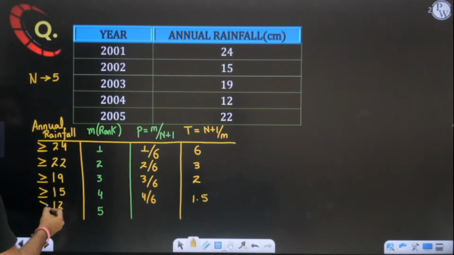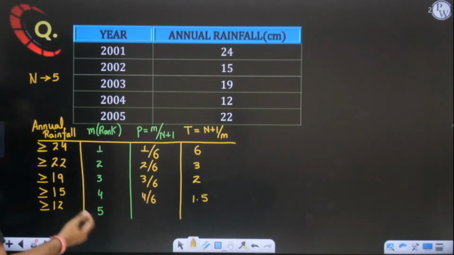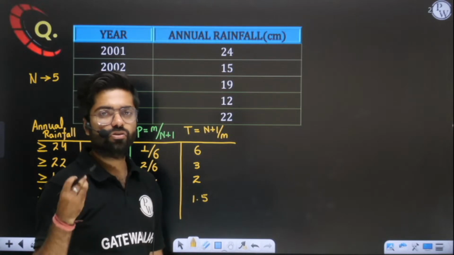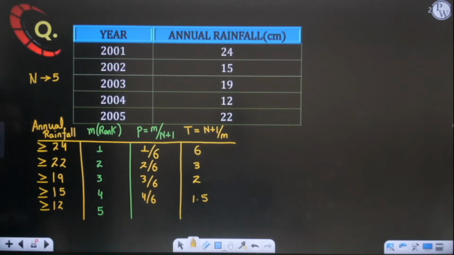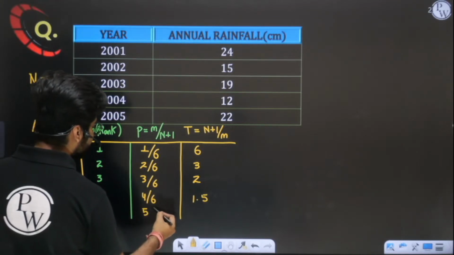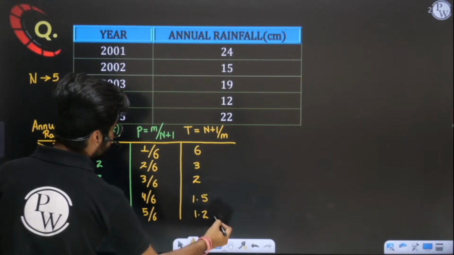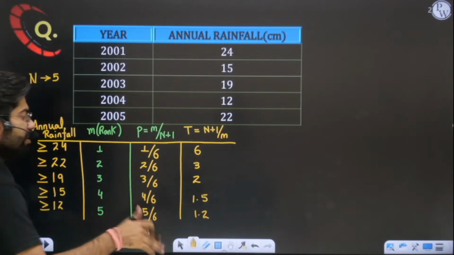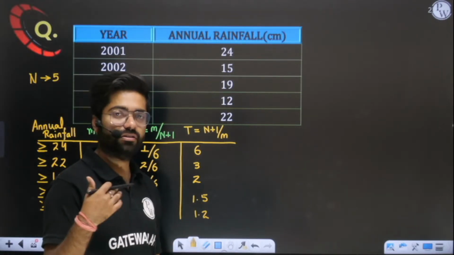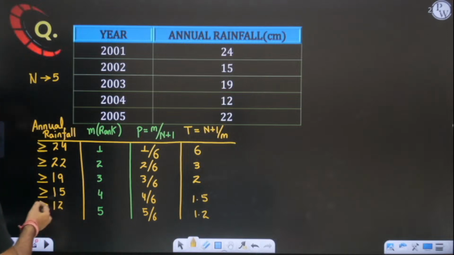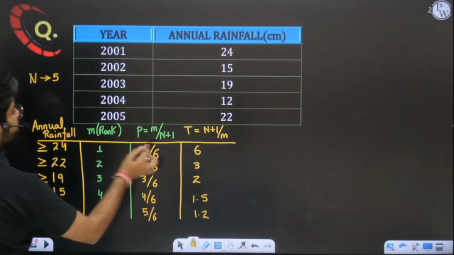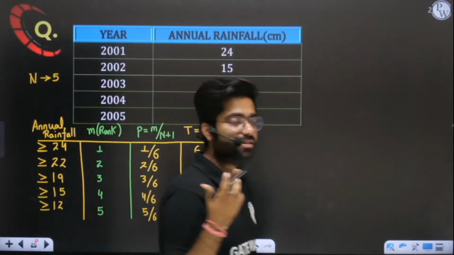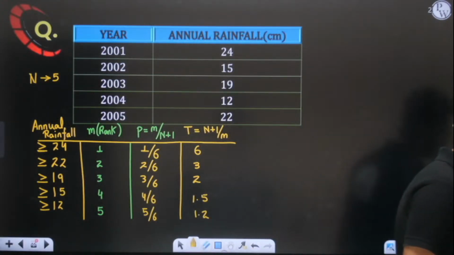Sir, what is the probability that rainfall is greater than or equal to 12? Obviously, it's a lower event. Such a rainfall will happen almost every year because 12 is a smaller number. So the probability will be 5 by 6 and the return period will be 1.2. 1.2 means that almost every year you will see such a rainfall take place. But the 24 centimeter rainfall is a huge rainfall, so it will take place once in 6 years. Yes or no? I hope this concept is clear to you.